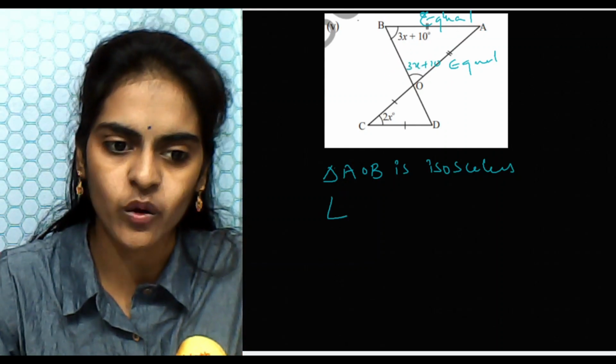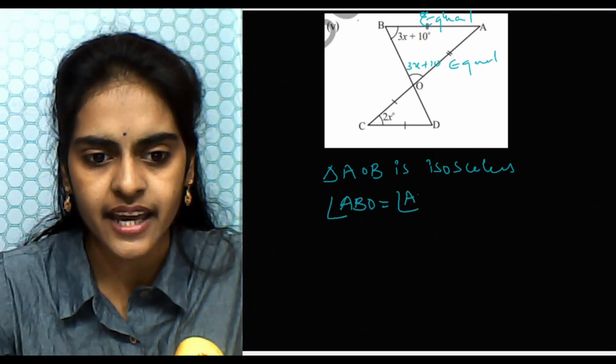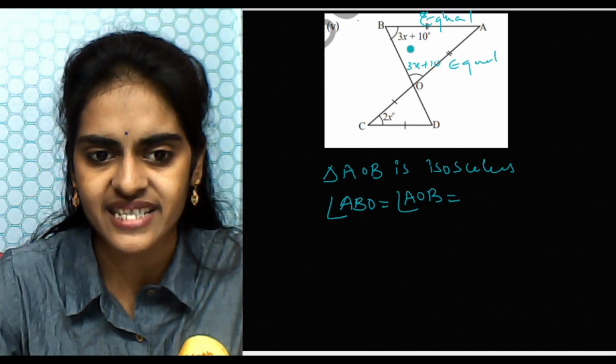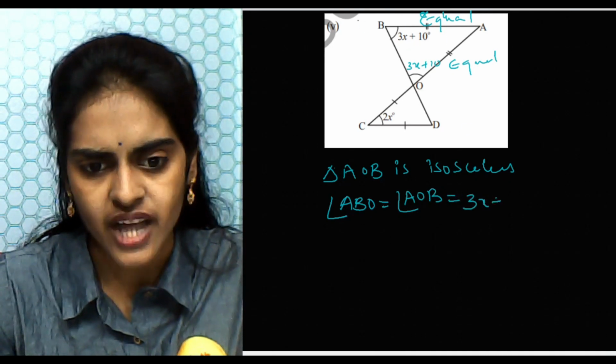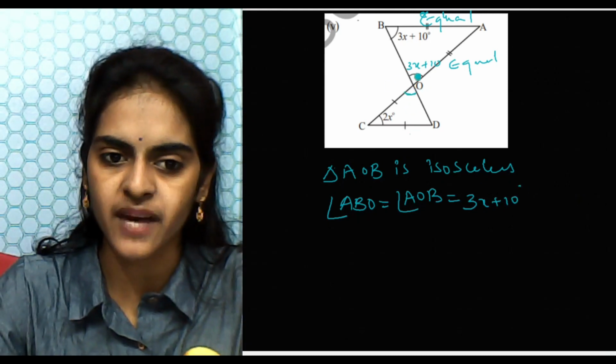So we know that these two sides are equal, which means corresponding angles are also equal, isn't it? So angle ABO is equal to angle AOB. Okay, so what is ABO? It is 3x plus 10, isn't it? So angle AOB is also 3x plus 10. Clear? Now just see this part now.